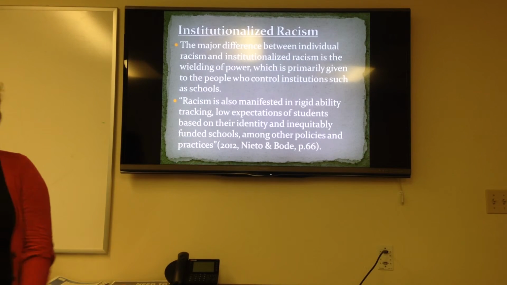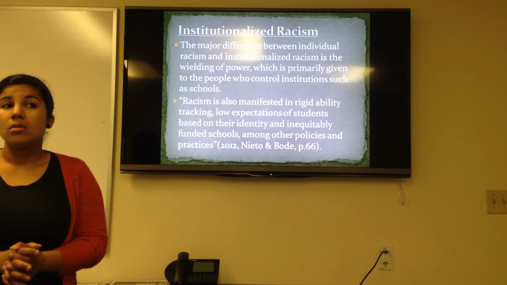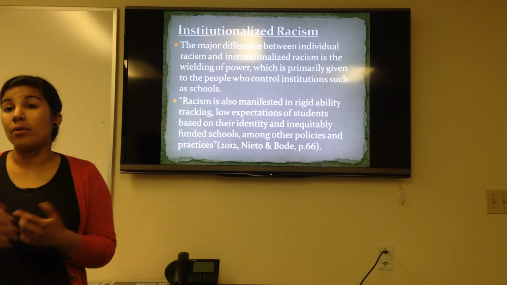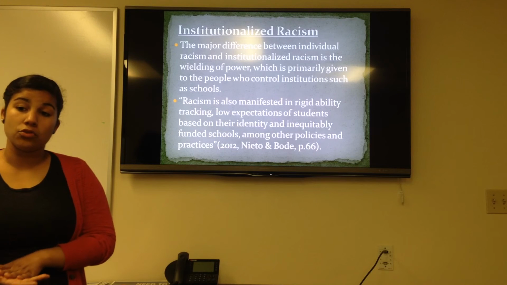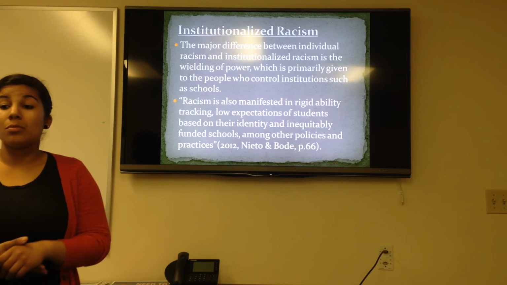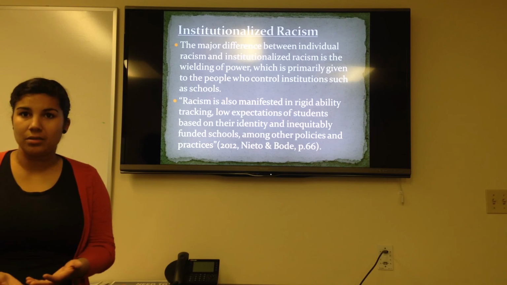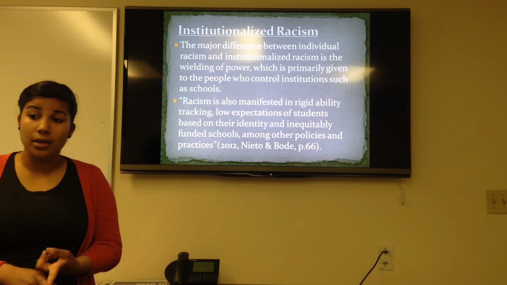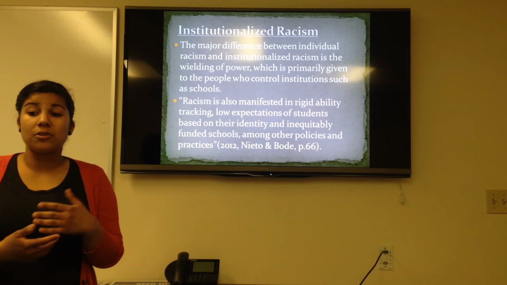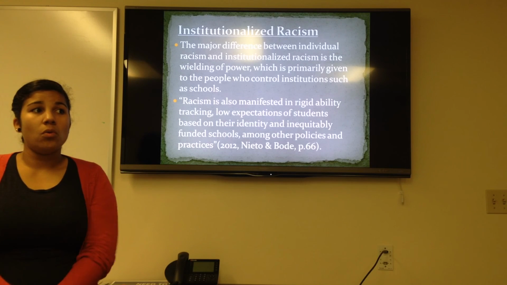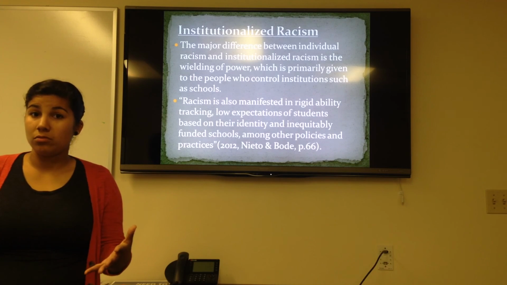So institutionalized racism is basically racism from an institution due to the power that it has over the people that participate with that institution. Racism is also manifested through policies and procedures we already have set in place in our education system, such as tracking, low expectations of students based on their identity, and inequitably funded schools. So racism has been taking place almost without our knowledge for a very long time.